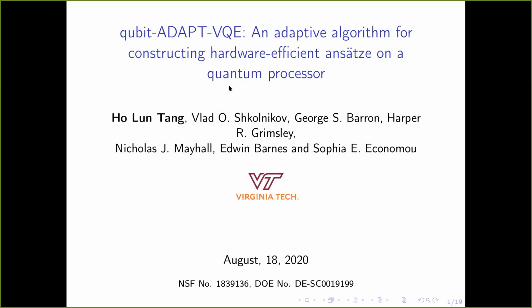So my name is Holden. I'm a PhD student from the Economou Group at Virginia Tech. My talk is about QEB-C, an algorithm for constructing ansatzes for the variational quantum eigensolver.